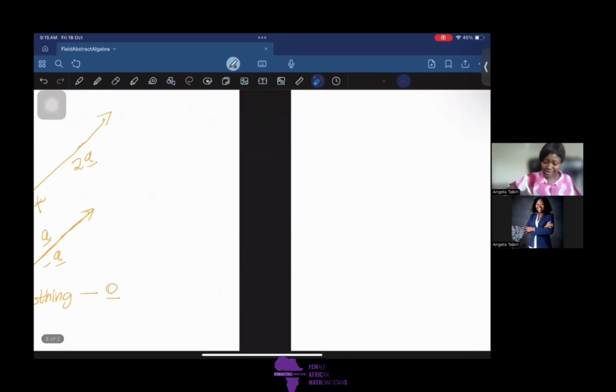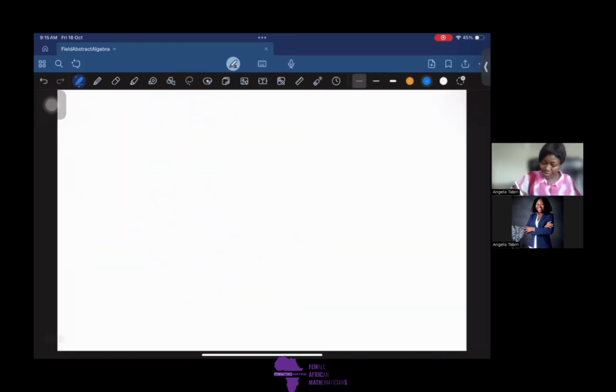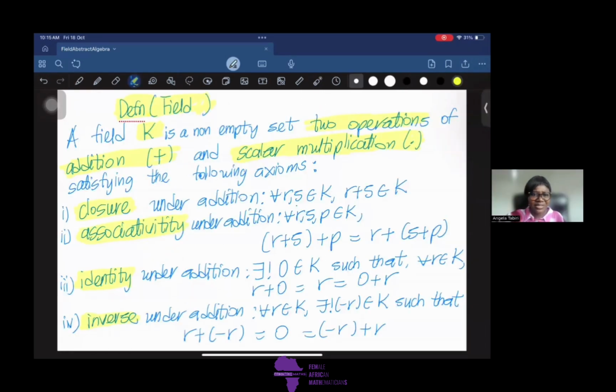Now let's define what a field is, having seen the motivation for learning fields. A field is a set K, not just a set, a non-empty set, together with two operations, addition and scalar multiplication. We saw that we wanted to be able to add the arrows and to scale them. So the scalars belong to this non-empty set, which we call a field.